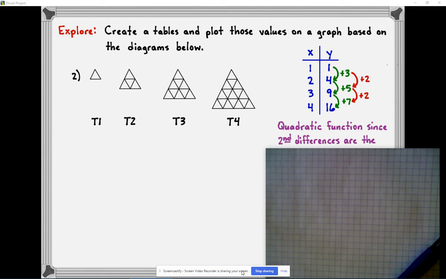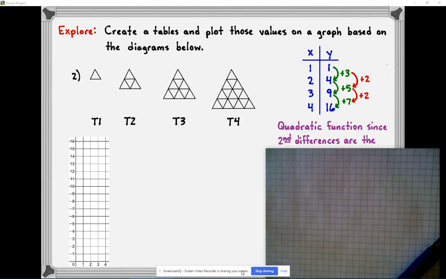So what is a quadratic? What does that look like? Well, here is my graph over in the screen here. If I plot these points, I have 1, 1. So I'm going to plot that point there. We have 2, 4. So I'm going to plot that point there.